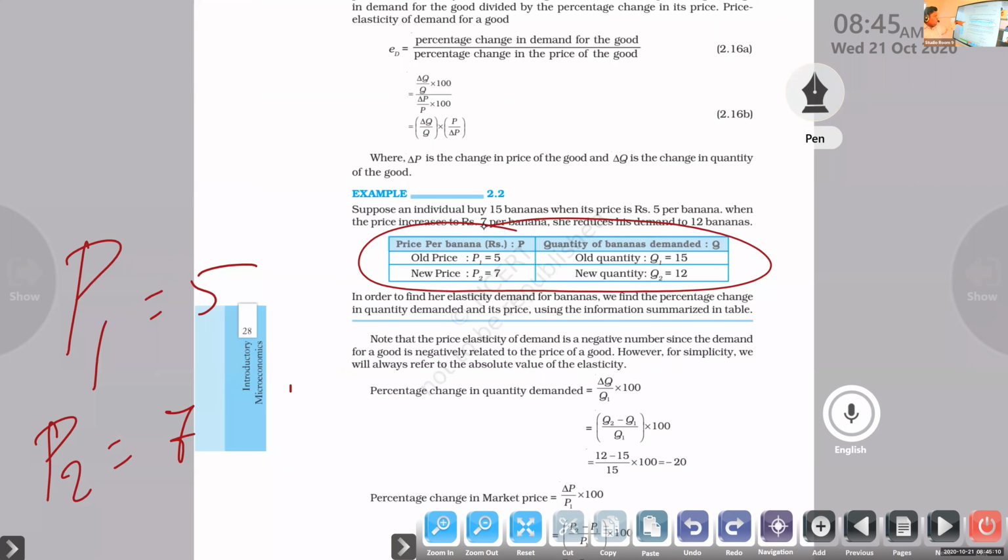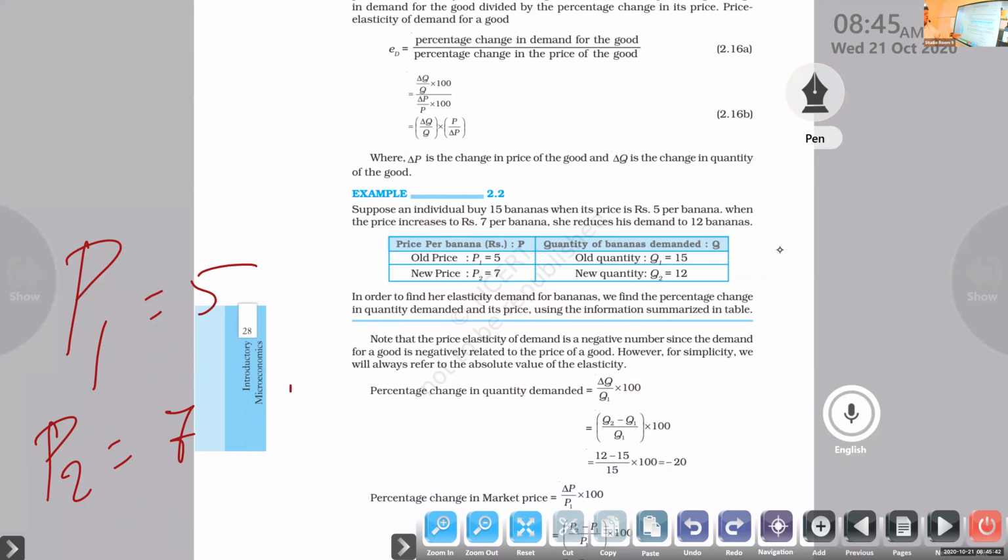For the old price, almost all the consumers purchased the old quantity Q1. The quantity demanded is 15 for 5 rupees. And at the new price, that is 7, the quantity demanded decreased to 12. Already we know that when price increases, quantity decreases. That's a law there. Don't make an error in that.